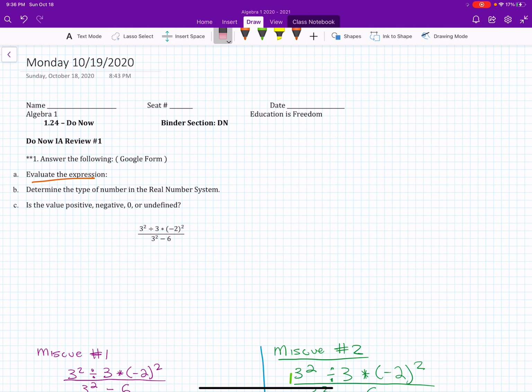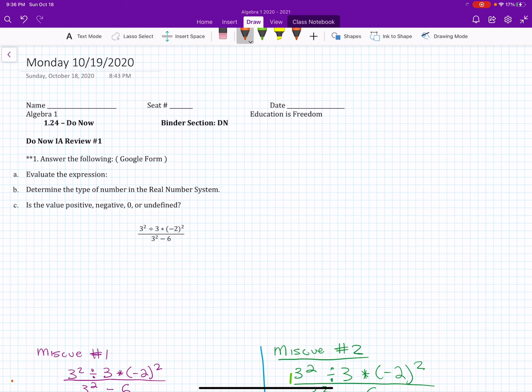Hey everyone, someone expressed that they want to see the recordings of class. As a little compromise, I'm just going to present the do now and then the examples and then the exit ticket as a demonstration. All right, so here we go.